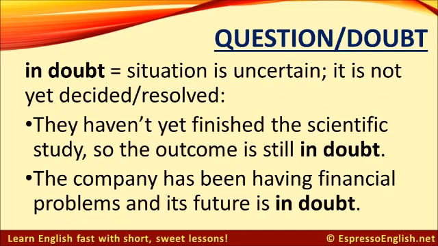We can also say a situation is in doubt if it is uncertain, not yet decided or resolved. For example, they haven't yet finished the scientific study, so the outcome is still in doubt, meaning it's not yet finalized. The company has been having financial problems and its future is in doubt, meaning its future is uncertain. The company may succeed or it may fail.